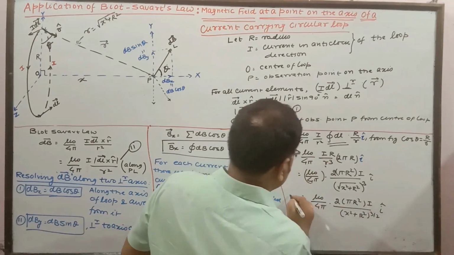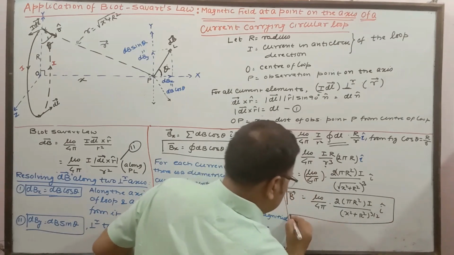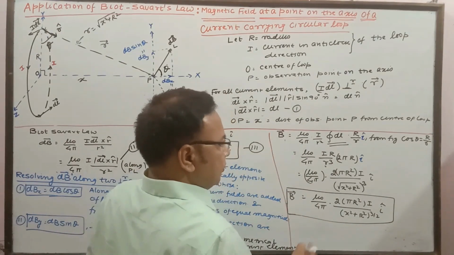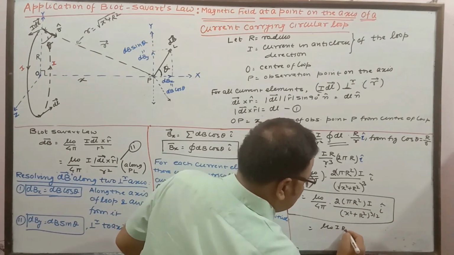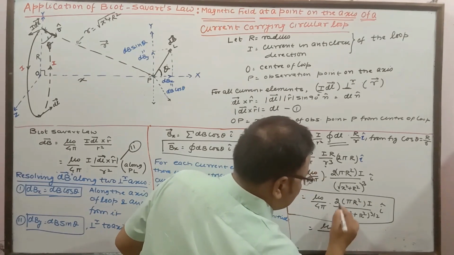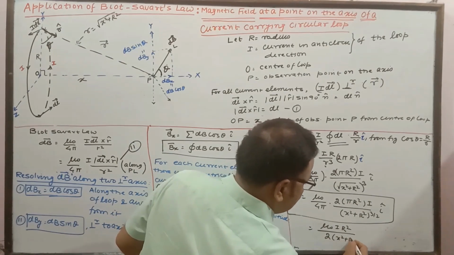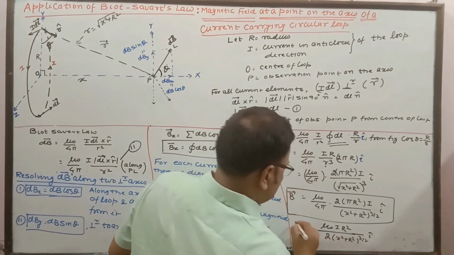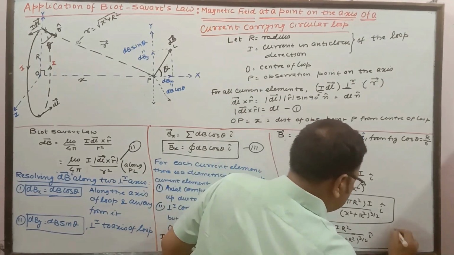So this is the magnetic field at point P. If you solve this, the 2 pi cancel out, so mu naught I r square upon 2 times x square plus r square whole 3 by 2, I cap. So this can also be one of the forms.